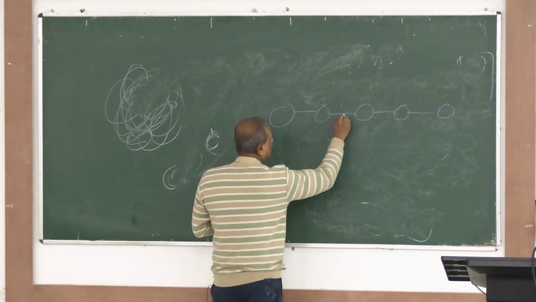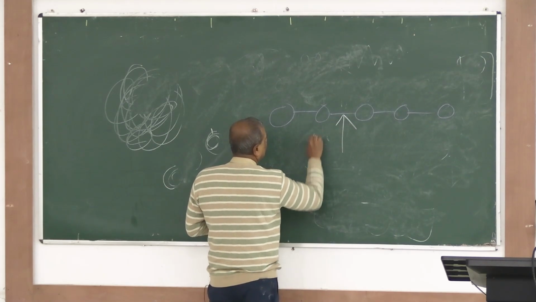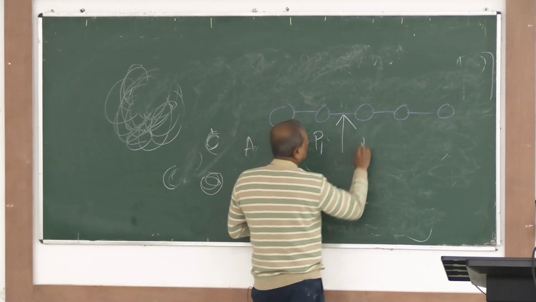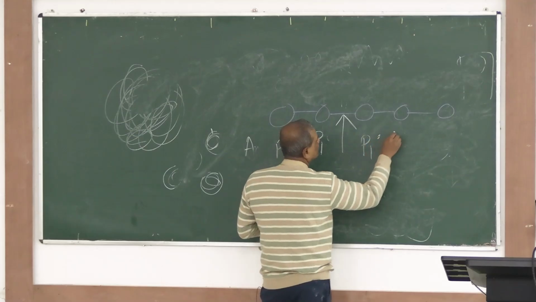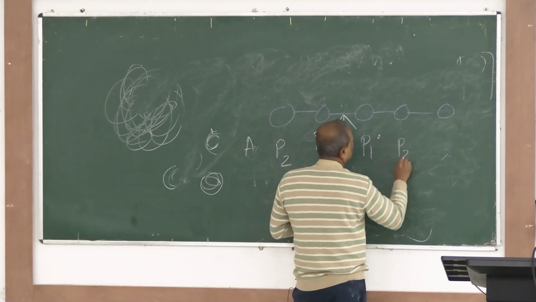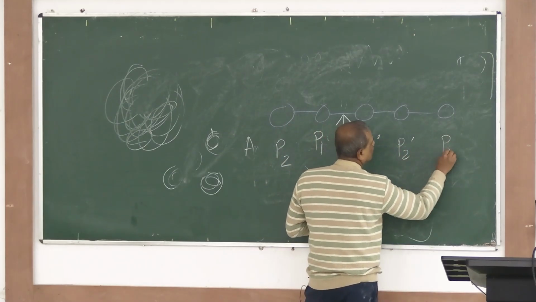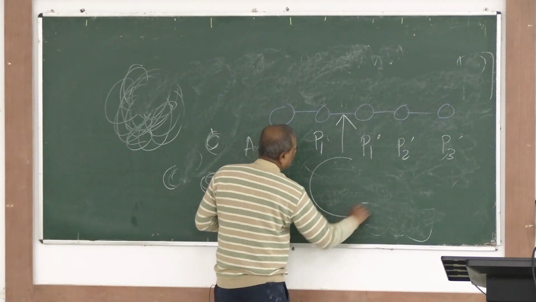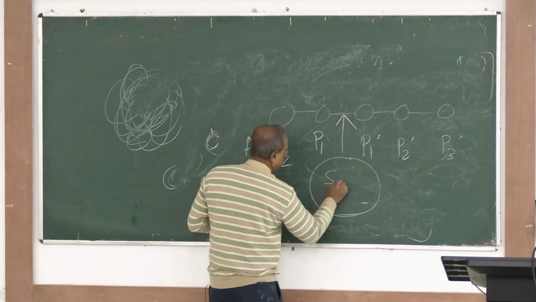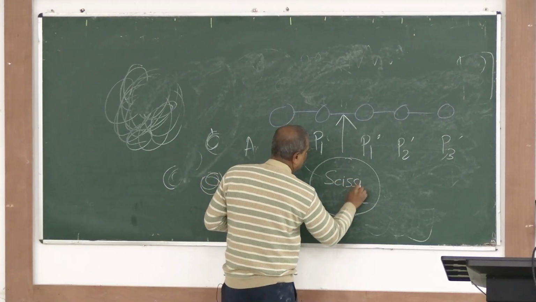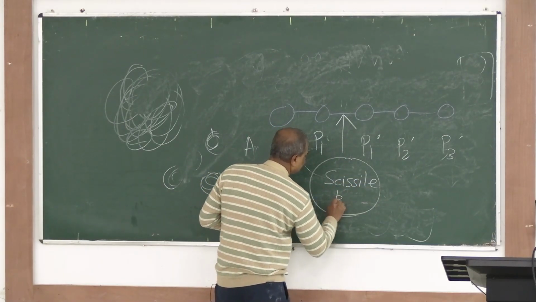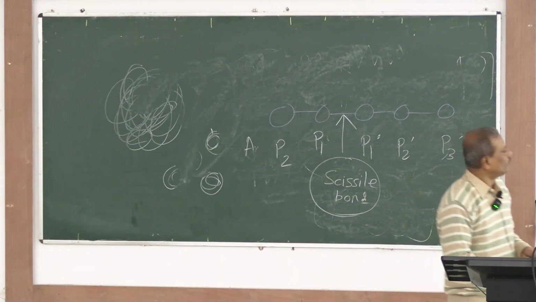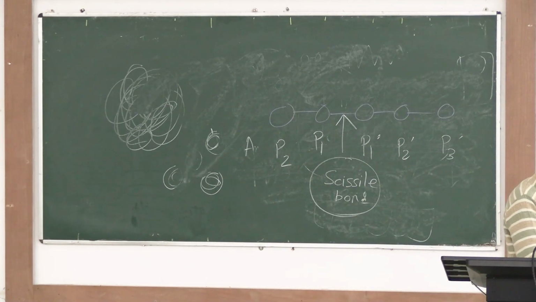This one is to be cut, that is P1, P2, P1 dash, P2, P3, like this, okay. So you have to remember that thing.